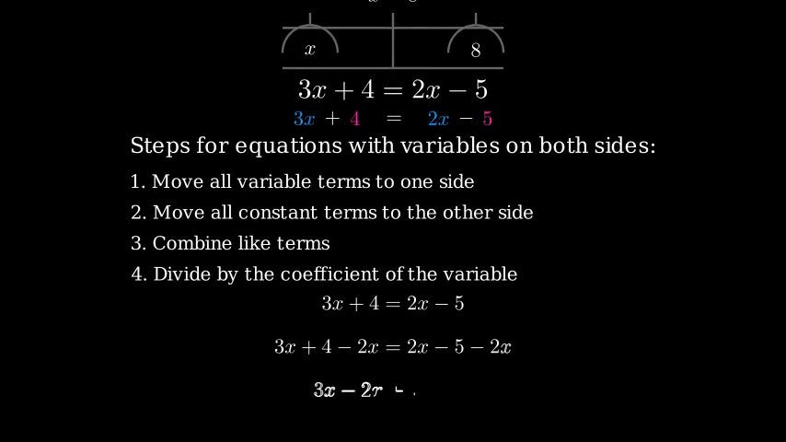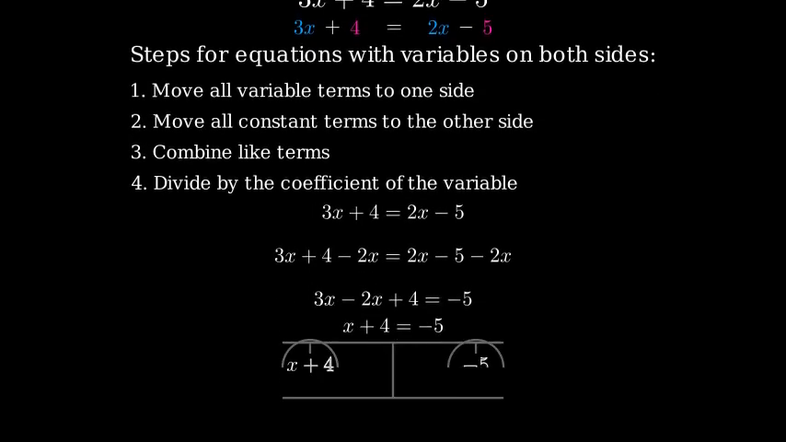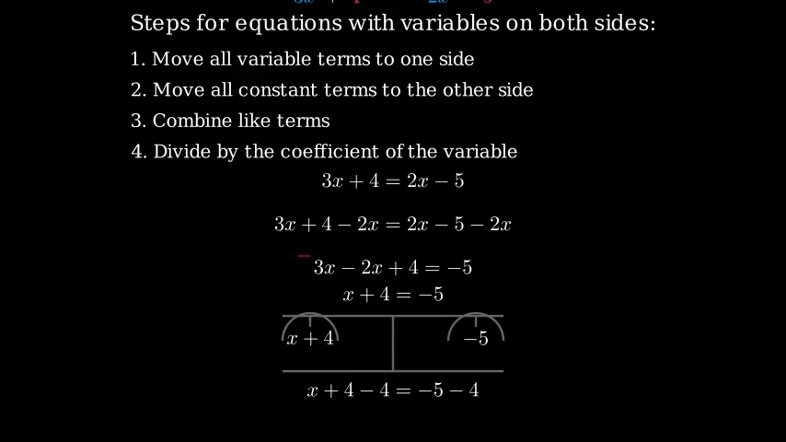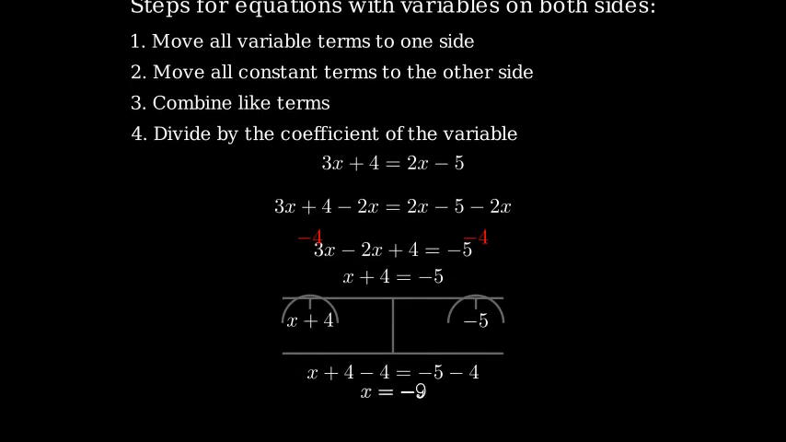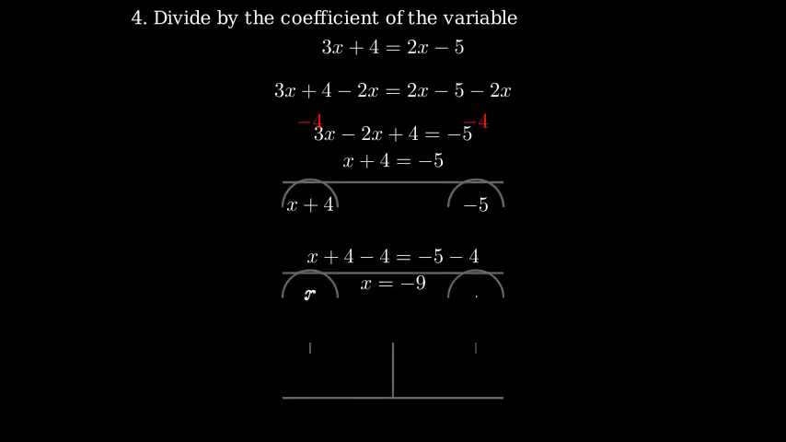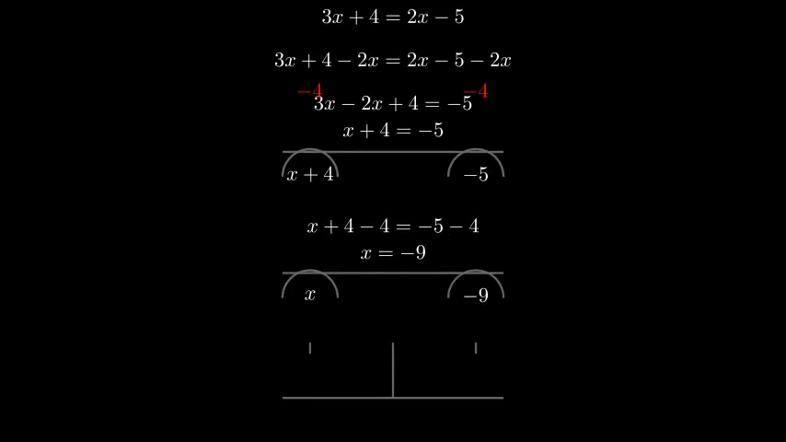First, we'll subtract 2x from both sides to move all x terms to the left. This gives us 3x minus 2x plus 4 equals negative 5. Now, we combine like terms on the left. 3x minus 2x equals x, so we have x plus 4 equals negative 5. Next, we subtract 4 from both sides. This gives us x equals negative 5 minus 4, which is negative 9. So, x equals negative 9 is our solution.